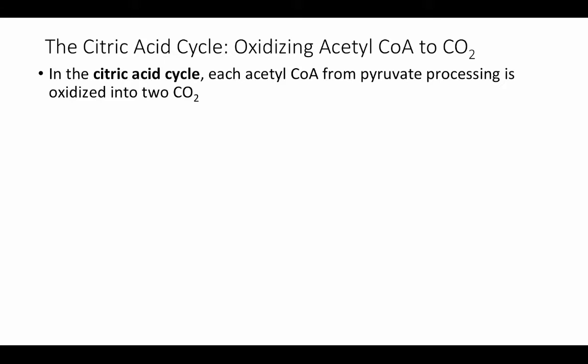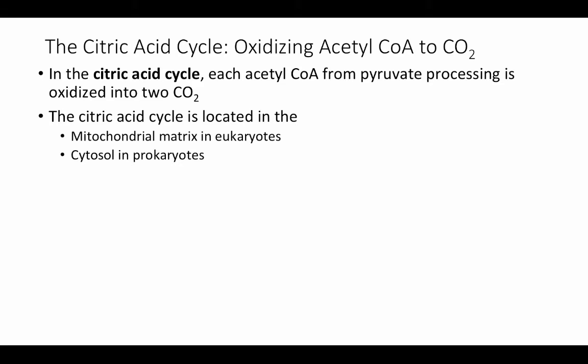So each acetyl-CoA from pyruvate processing is going to be oxidized in this process of the citric acid cycle into 2 carbon dioxide molecules. So that's where these remaining 2 carbons are going to end up through this process. The citric acid cycle is going to be located within the mitochondrial matrix, so inside that inner membrane of the mitochondrion in eukaryotes, and in the case of prokaryotes, it's going to happen in the cytosol.